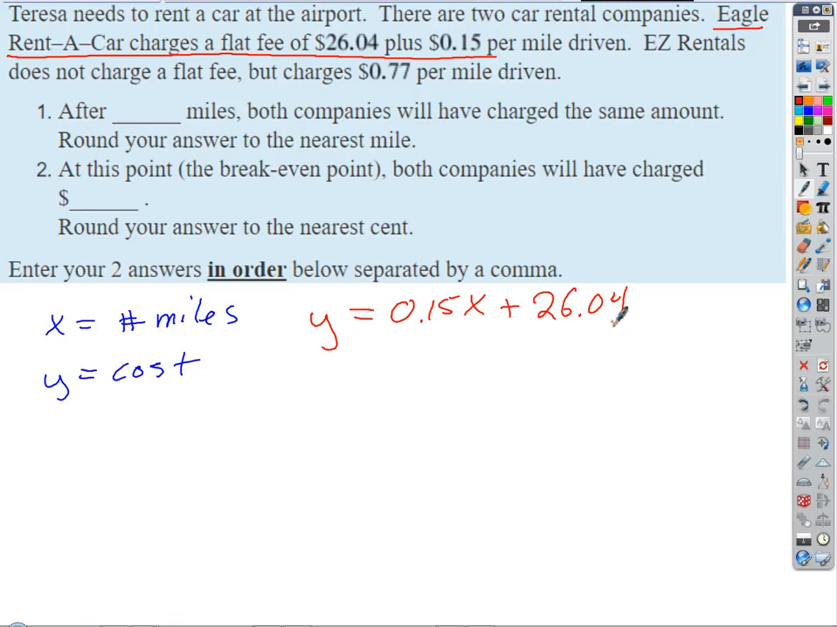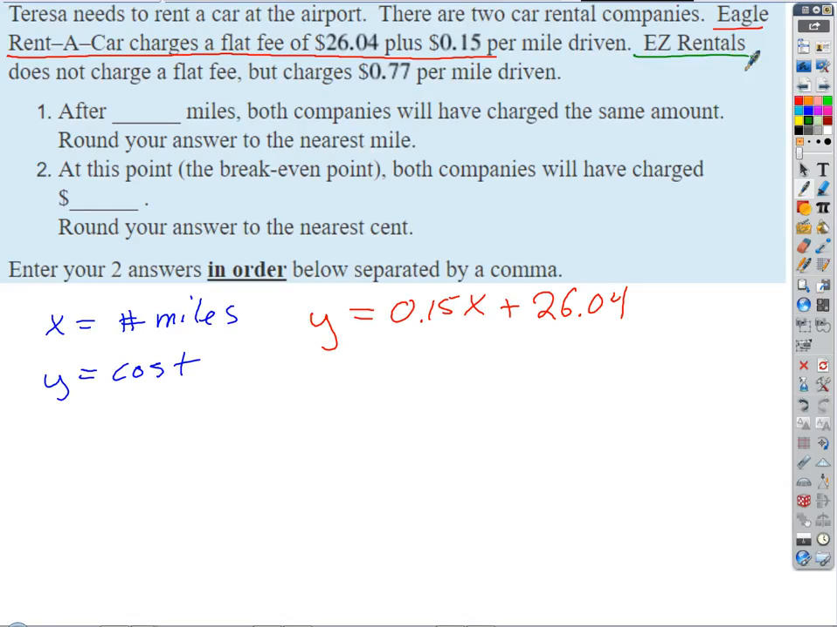Well, when they say something like a flat fee, what are they telling you? The starting point. It's the starting value, or the constant, isn't it? Because no matter what, you go in there and you rent a car, you're paying that if you don't drive anywhere, right? That's an upfront fee.